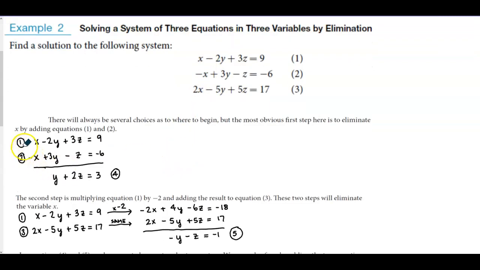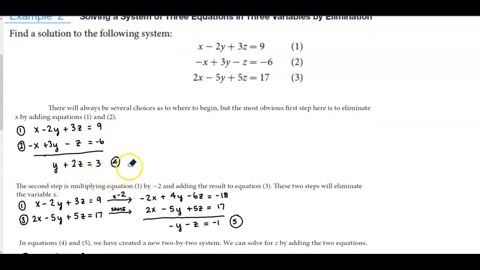So we're going to write down equations 1 and 2, and we're going to go ahead and then add those equations. When we add the x's together, that gives us 0. So we eliminated the x variable. So now 3y minus 2y is y, 3z minus z is plus 2z, and 9 minus 6 is 3. So now we've created a fourth equation where it's y plus 2z equals 3.